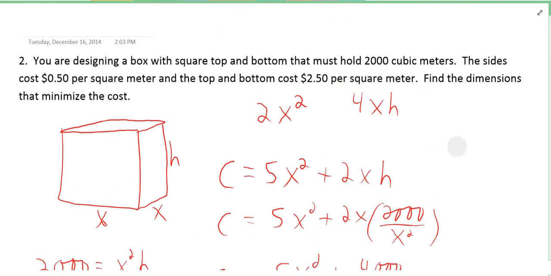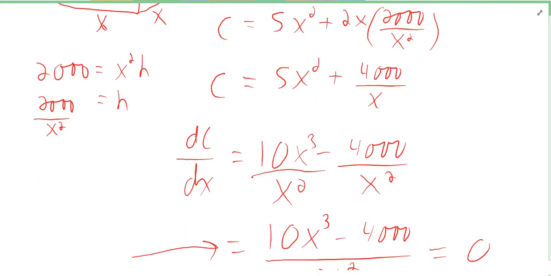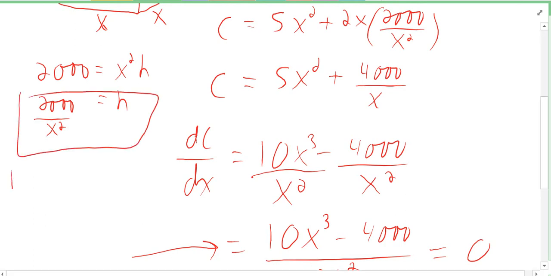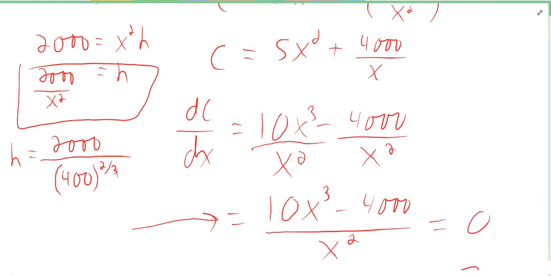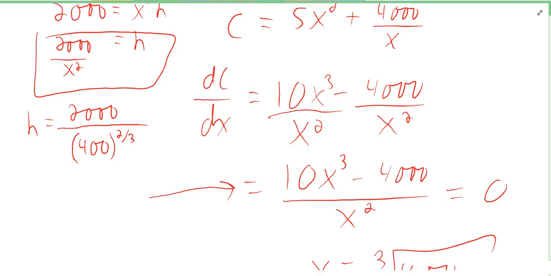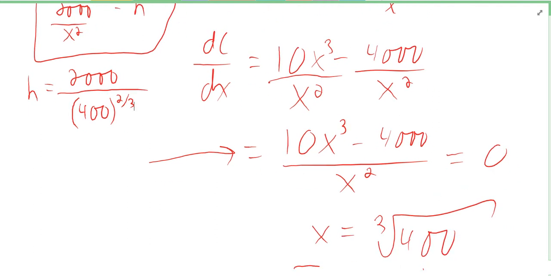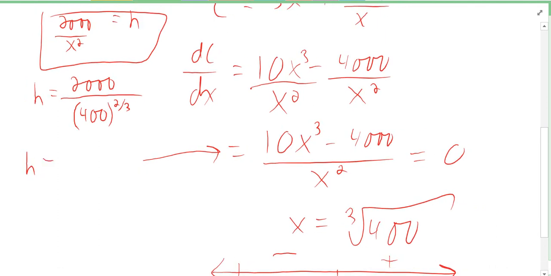We've got to go back up here and find h, and we know that h from this equation right here is just 2,000 divided by x squared. Well, that's going to be 400 to the 2/3, right? Because we had cube root of 400, which is to the 1/3 power, and we're squaring it. So simplifying this is going to be, again, a little bit of a pain, but we can do it here.